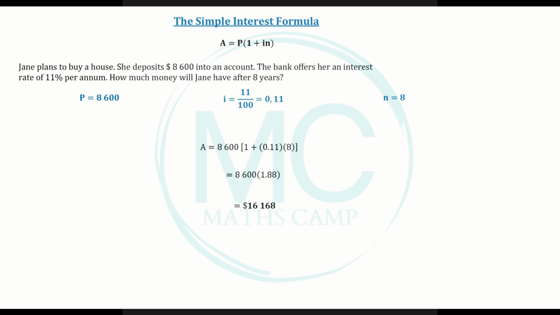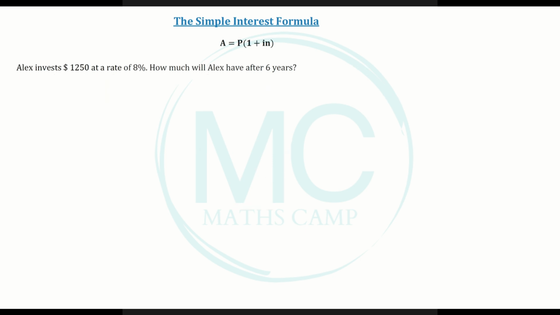Let's do another example. Alex invests $1,250 at a rate of 8%. How much will Alex have after 6 years? Again, we need to solve for A. So let's write down our P, I, and N values.